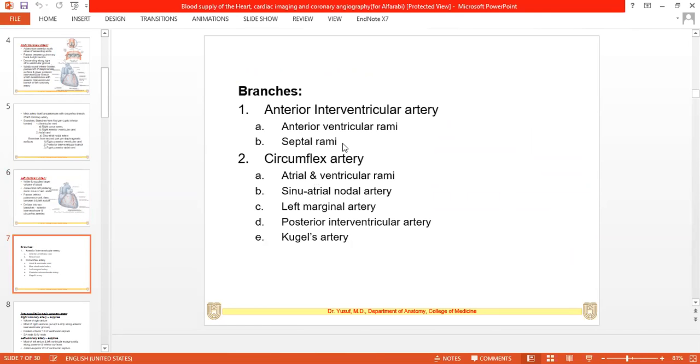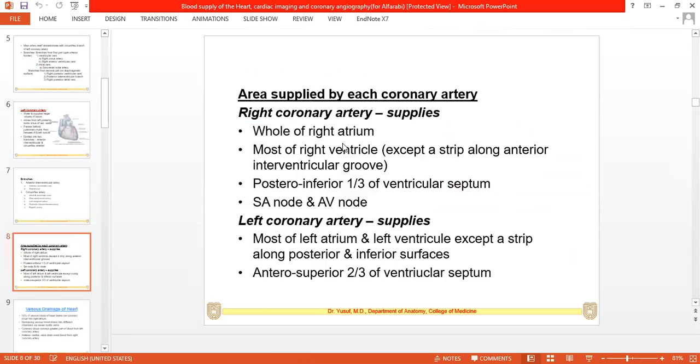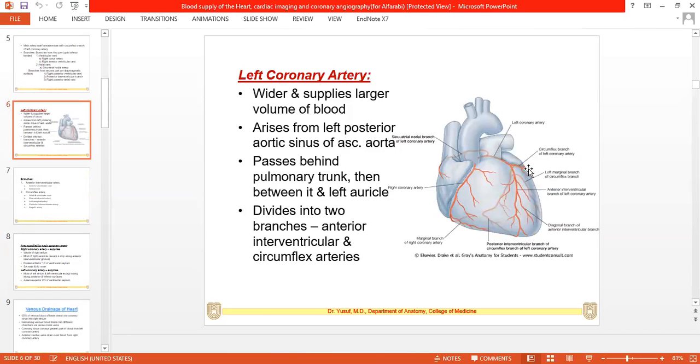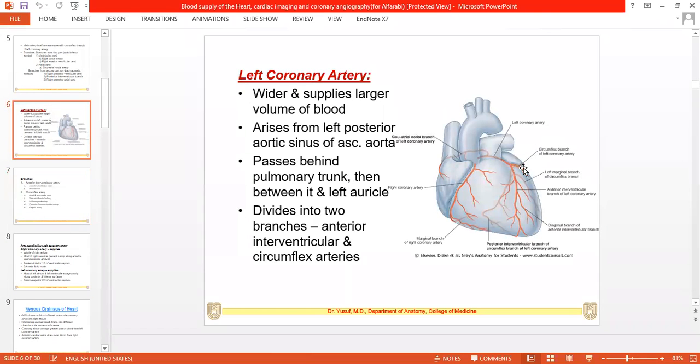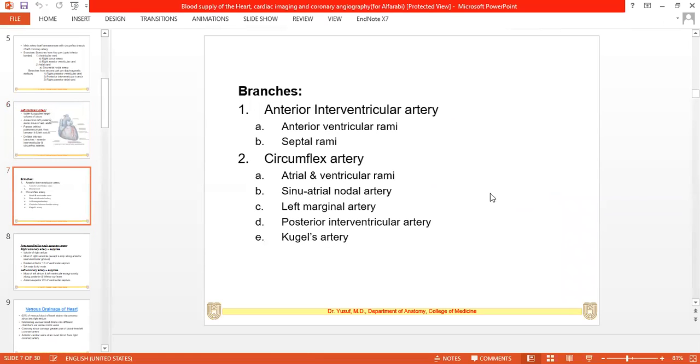Then the circumflex artery. The circumflex artery is behind. Okay, so here is the circumflex artery. As soon as it takes origin, it will wind on the left side and go behind to the diaphragmatic surface. It will be giving both the atrial as well as the ventricular rami. It will be giving multiple branches. All branches cannot be shown here, it becomes complicated, but you can remember that it is giving the atrial branches as well as the ventricular branches.